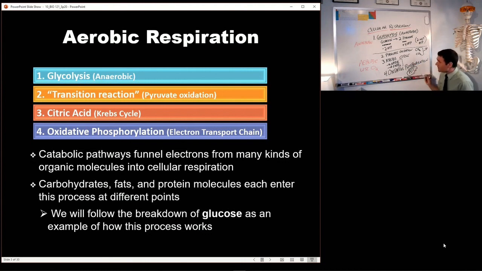So phosphorylation, we're adding a phosphate group onto another coenzyme, ADP, and we're making ATP out of it. It's called oxidative phosphorylation because we are using the power of oxygen. We're using oxygen's greed for electrons in order to force it through, in order to power all of these processes below this line right here. So we're going to get into some more detail coming up.